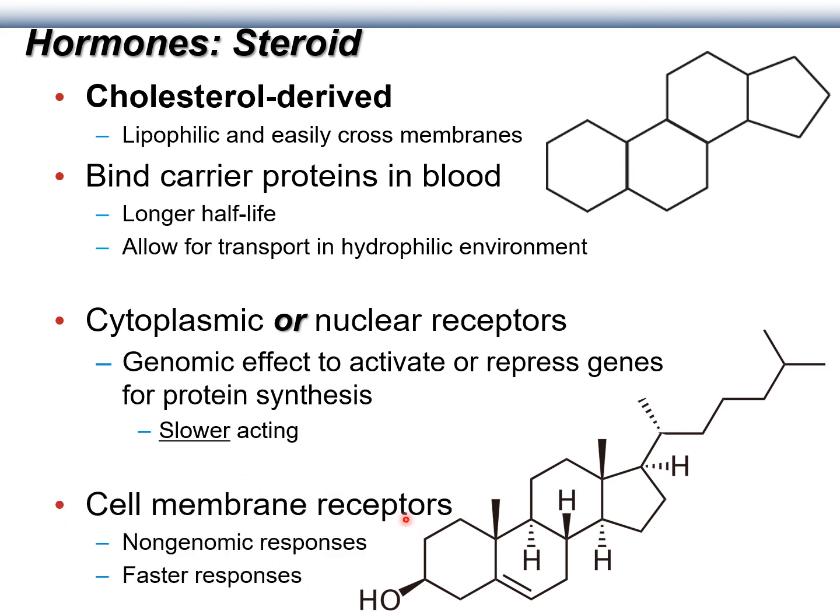There are cell membrane receptors for these steroid hormones. It's not exclusively cytoplasmic or nuclear. So you can get faster, for instance, neurological responses that are non-genetic in nature. So you can get those.